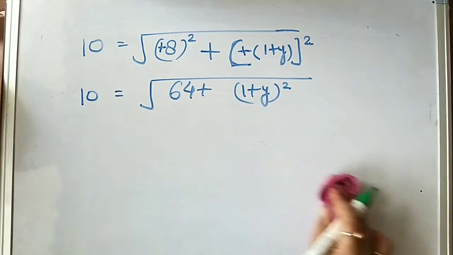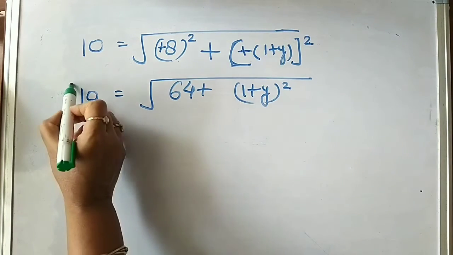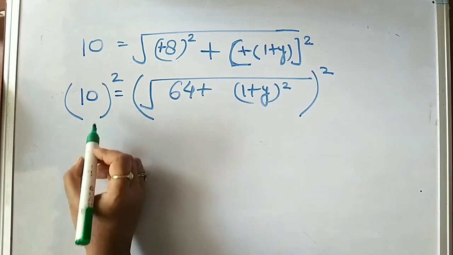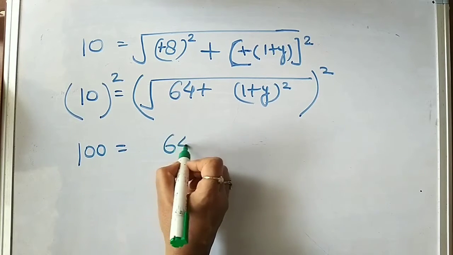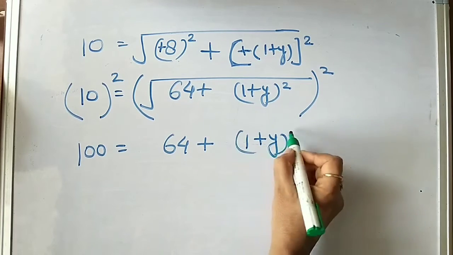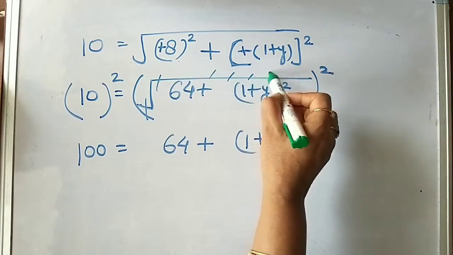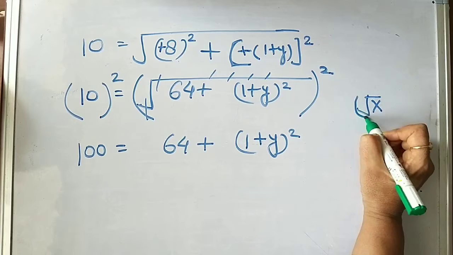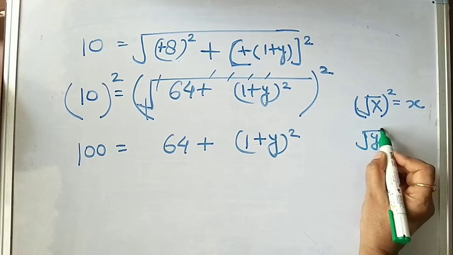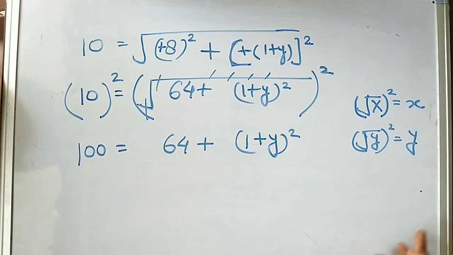Okay, now in order to calculate y, I must get rid of this under root. So let me square both sides. If I square, this will become 100. 64 plus this is what? This. Okay, and what will happen? Due to this square, this under root will cancel. Right? We already know that root of x square is nothing but x. Right? Or root of y square is nothing but y. Please write down these small pieces of information in your diary.